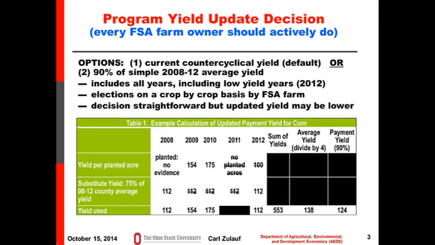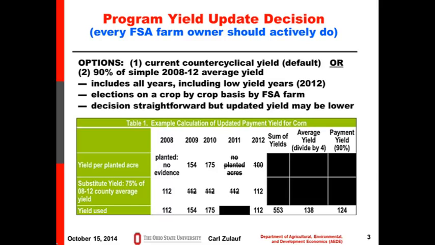particular year. And so that year will have what's called a substitute yield that is used for it, and the substitute yield is 75% of the 2008 through 2012 county average yield. So if there's any year for which you do not have the evidence or cannot get the evidence, the yield that will go into the update calculation would be 75% of the 2008 through 2012 county average yield. In all other years, this is a minimum yield.